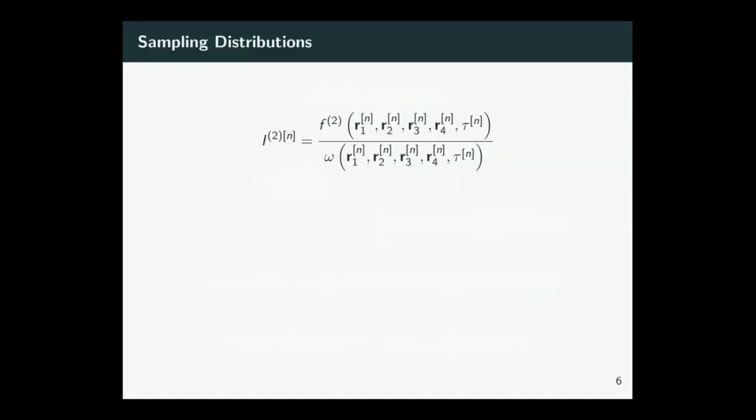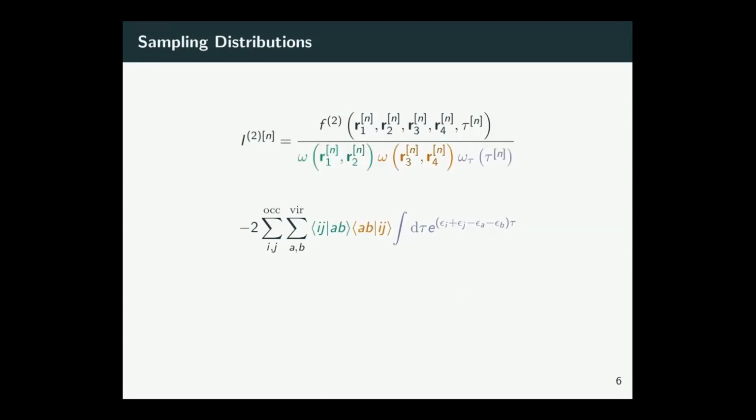With a computationally convenient expression for the energy integrand, we now need to establish a suitable sampling function. The sampling function for these methods is largely inspired by the Laplace transformed expression for the energy. Here is the direct term from the previous page. The important thing to note about this expression is that the integrations over R1, R2, R3, and R4 and the imaginary time coordinate can be performed separately. Because of this, we factor our sampling function into a product of three component functions, one each for the electron pairs and one for the imaginary time coordinate.